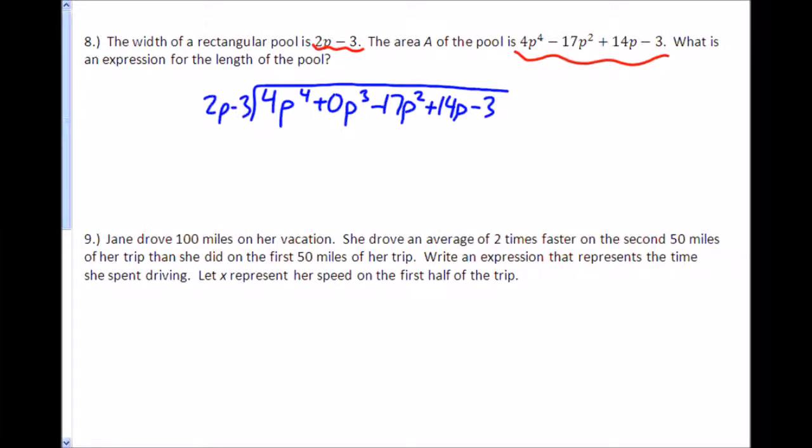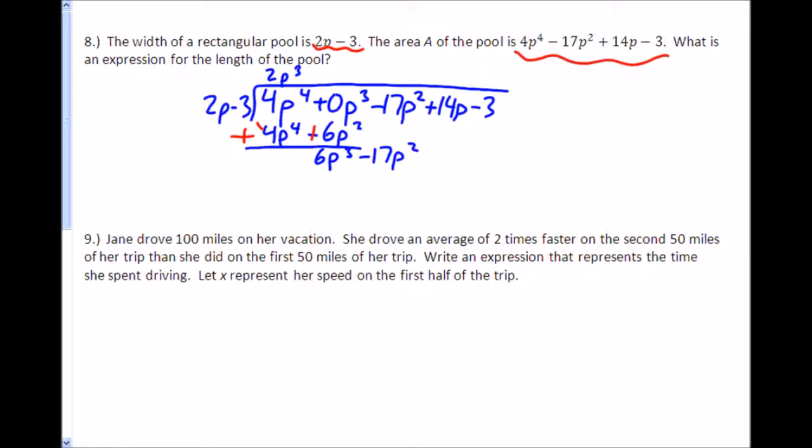Okay? So now 2p times a 2p to the third will give me the 4p to the fourth. So then I multiply. And again, when I'm multiplying here, I'm using my distributive property. So I'm distributing that 2p to the third, which gives me a 4p to the fourth minus a 6p to the third. And now I'm going to subtract, which is the same as adding the opposite. So that's going to give me a 6p to the third. I bring down the next term, which is the 17p squared, and now I start the process over again.